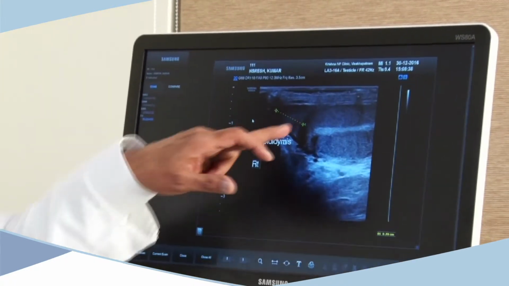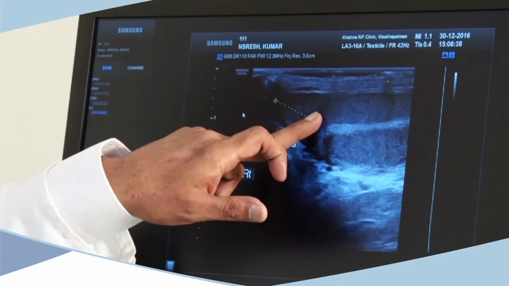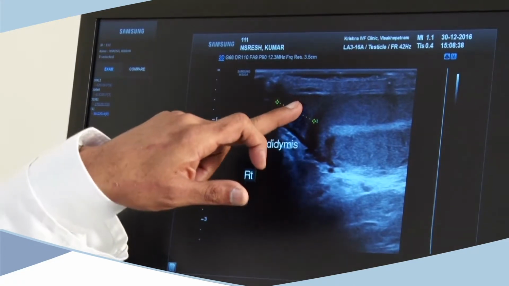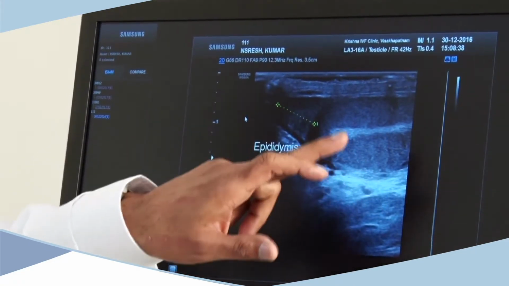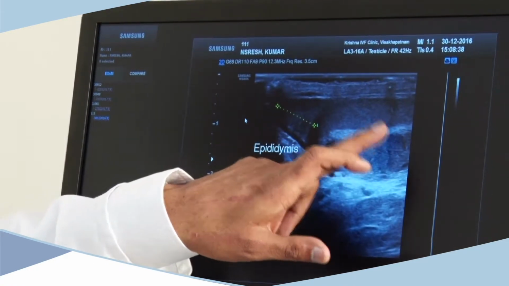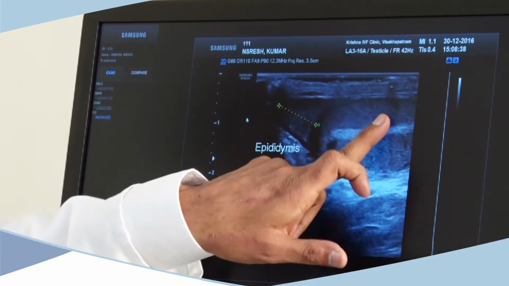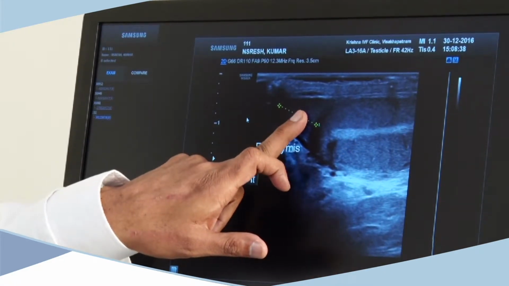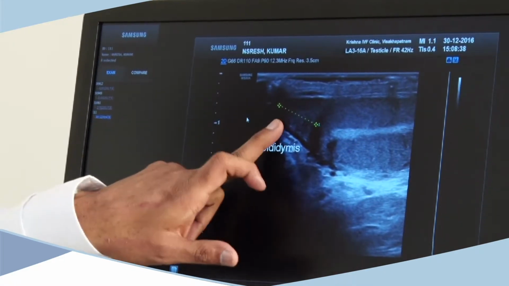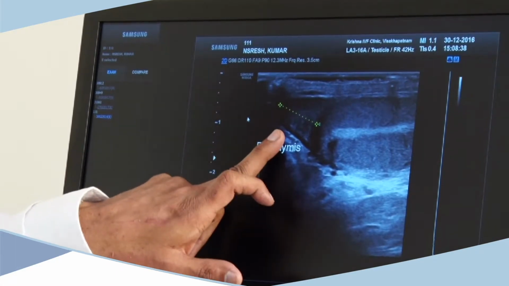And you can also see the epididymis very, very clearly, and you can also see cysts in the epididymis. So in a male, using scrotal ultrasound, we can tell certain amount of problems in the testis and also certain amount of problems in the epididymis. This gives us good quality of information.